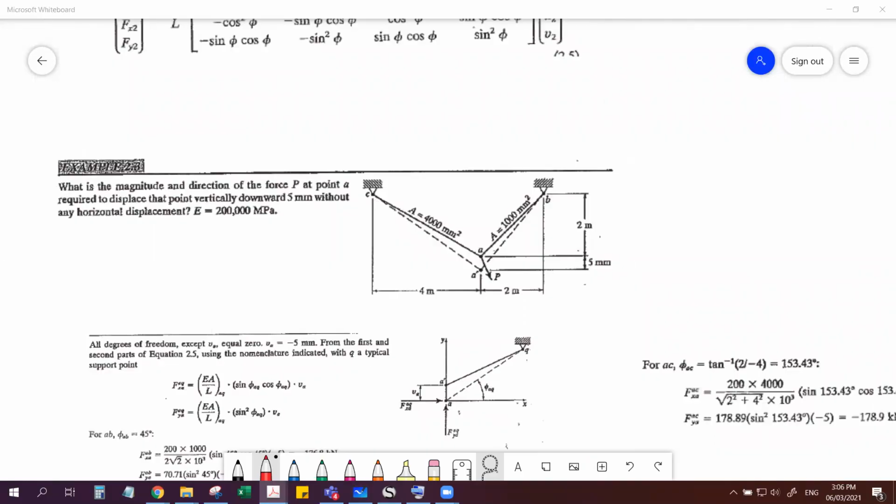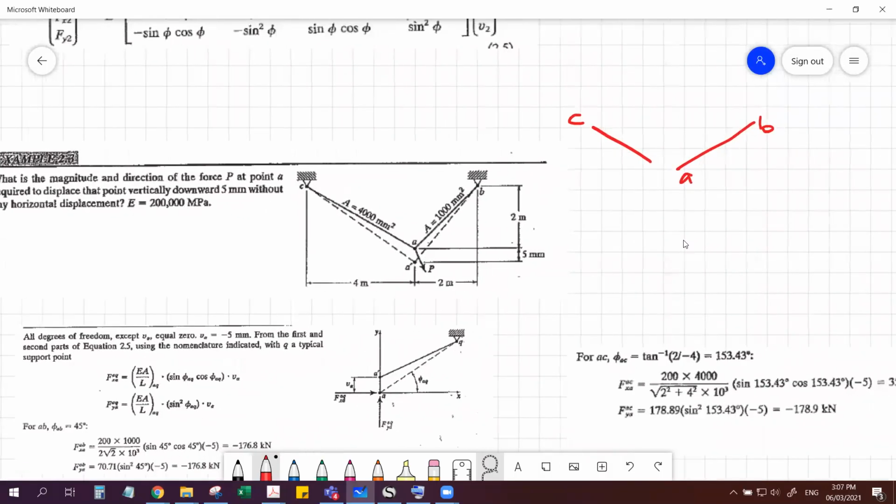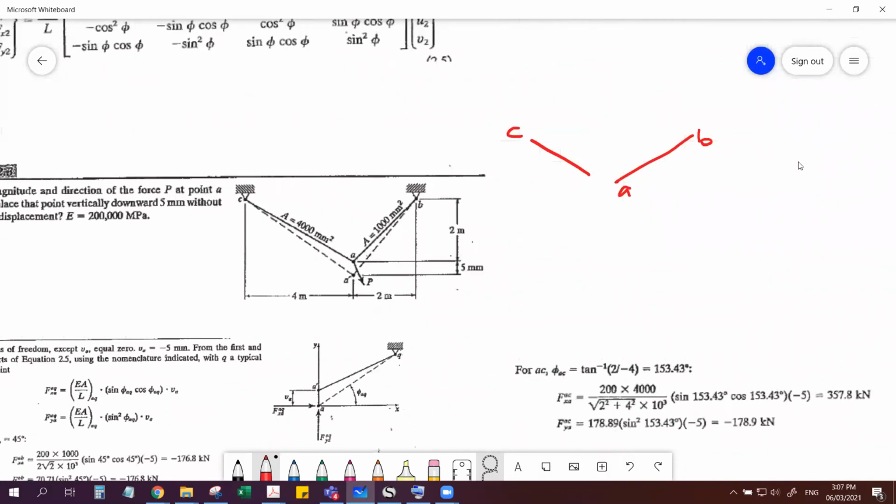So we have AB and AC. So this is AB, while this is AC. Okay. So for AB, let's lay down the boundary condition. U1 is 0, right? Because the problem said no horizontal displacement, only vertical, right? So U1 is 0. What else?